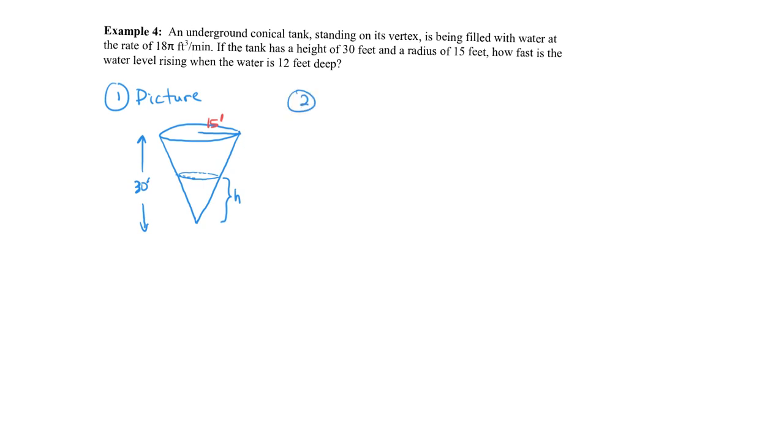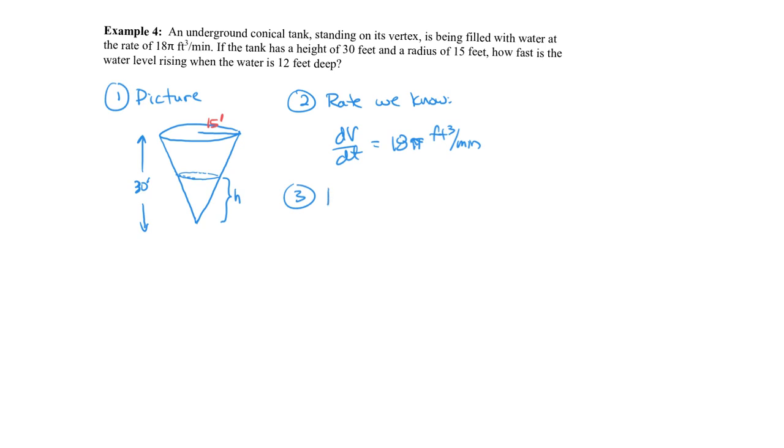So once you have a picture, step 2, we want to write down the rate we know. And let's see, they tell us that this is being filled with water at the rate of 18 pi cubic feet per minute. So I'll use volume again like last time. dV/dt, the volume of water, is equal to 18 pi cubic feet per minute. That's the rate of change that we know.